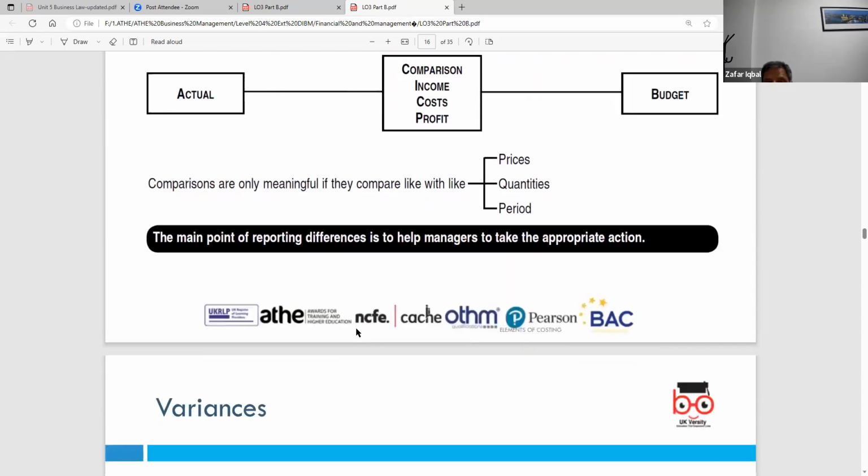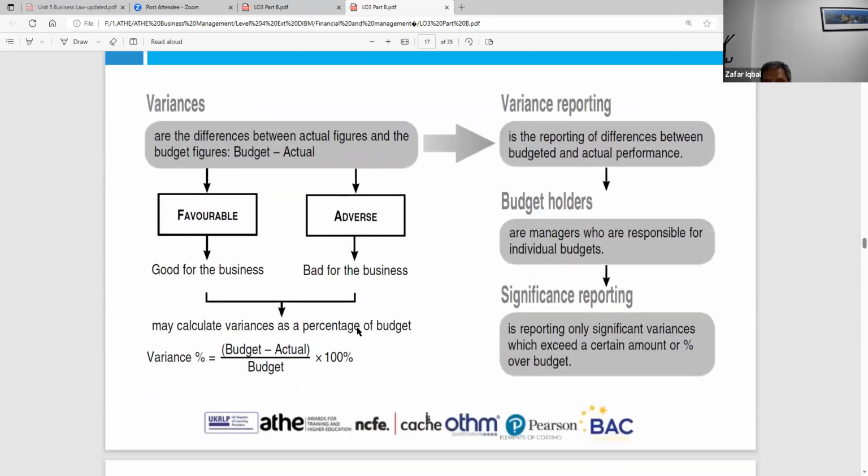As we told you, the variances can be a favorable one or an unfavorable or adverse one. A variance is favorable when you have budgeted and you have underspent. So you have money left in your kitty and you are in favor. If you overspent from your budget, your budget has gone into an adverse figure. So you need to know why it's gone up.